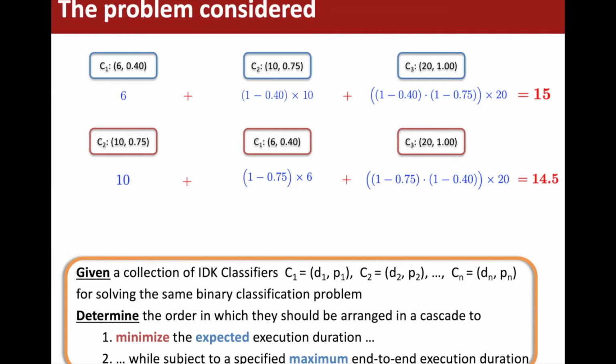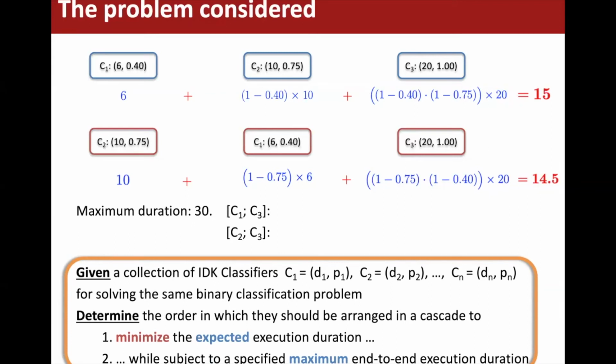Returning to our example, suppose such a specified end-to-end duration of 30 were known. Since our three classifiers, if all were to execute, would have an execution duration of 6 plus 10 plus 30, or 46, we cannot include all three of them in a cascade. We must include the classifier C3 since it is the only one that guarantees to return a yes or a no answer. We therefore have a choice of two cascades, C1 followed by C3 or C2 followed by C3.